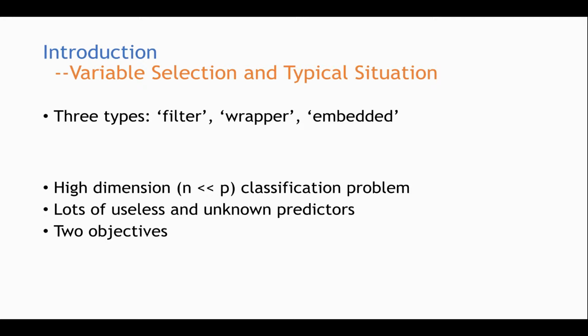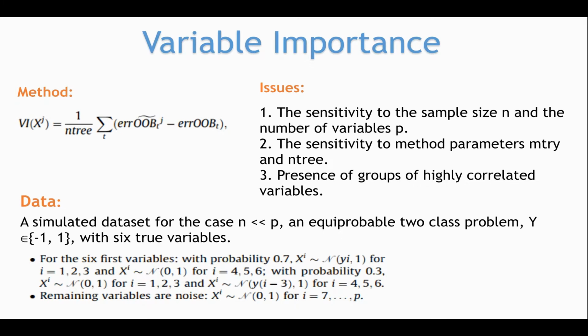There are two goals of variable selection. The first is to find important variables highly related to the response variable, for interpretation. The second one is good enough prediction using as few variables as possible. Now let's continue to talk about the variable importance.